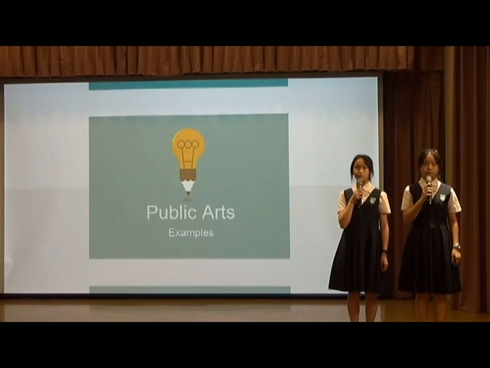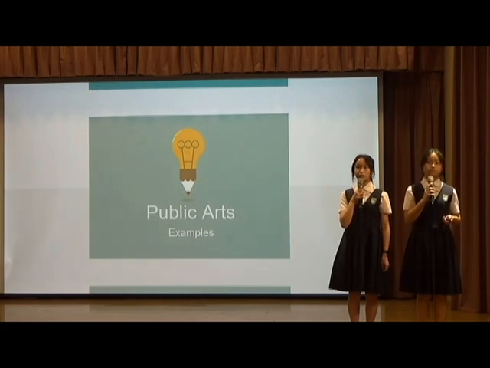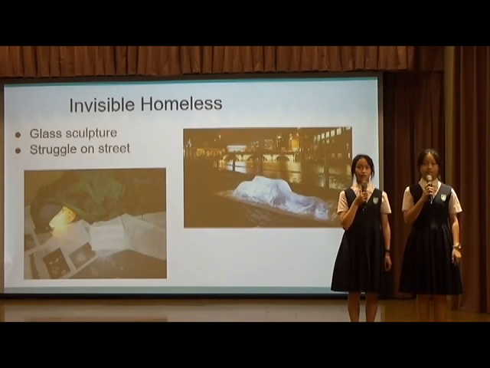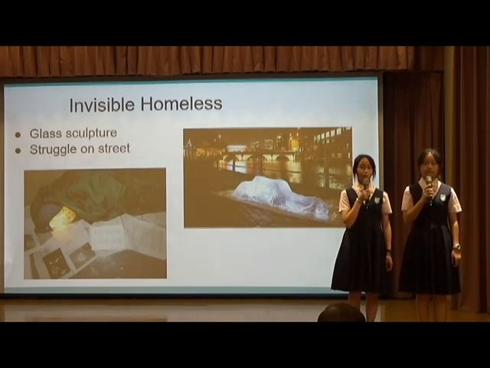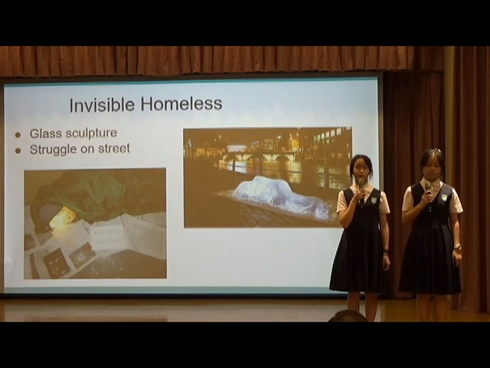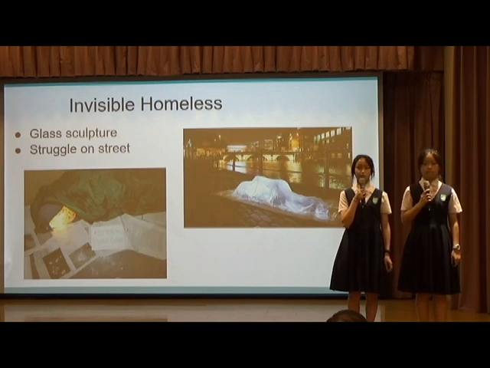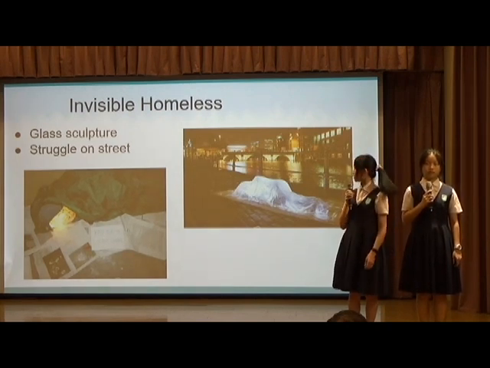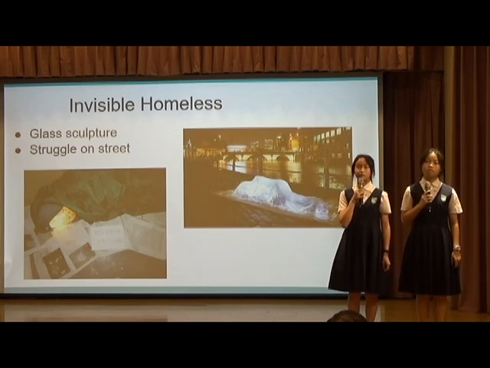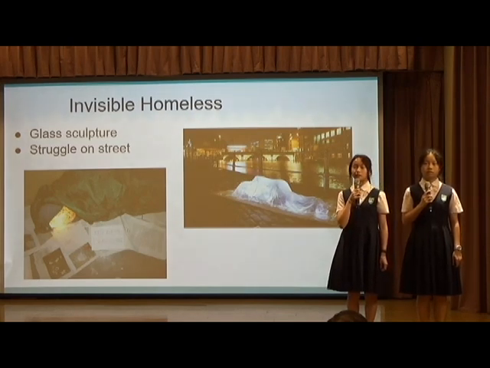Next, we are going to talk about some examples of public art. The first one is about homelessness. They are always ignored by people and no one wants to help them. So the British government had an artist create an artwork to tell the residents that there are people struggling on the streets and they need their help. So the artist made this man-shaped glass sculpture that represents how pitiful homeless people are.